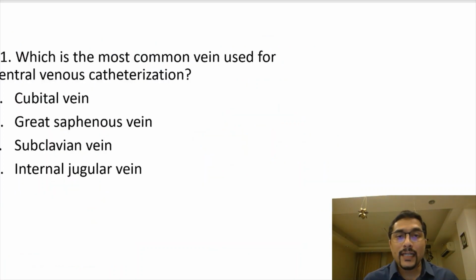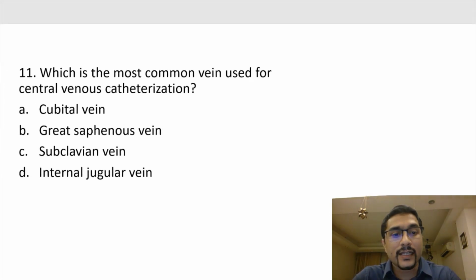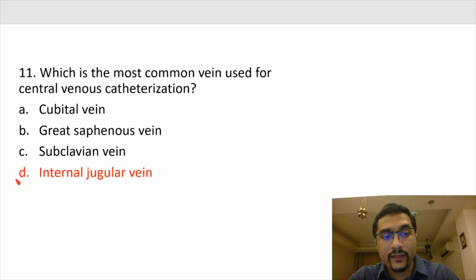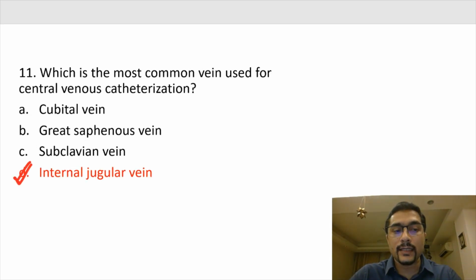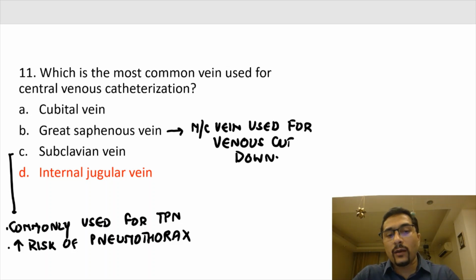This was a question in last year's exam. The most common vein used for central vein catheterization. The answer here is internal jugular vein. Very important question, can be asked again. You know, central venous lines. The most common vein is internal jugular vein.